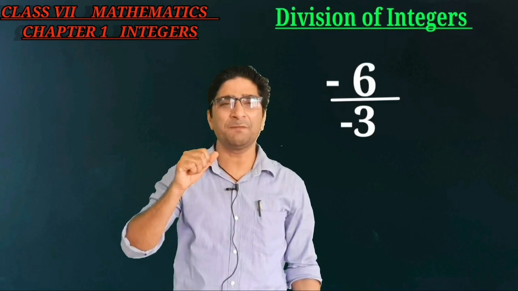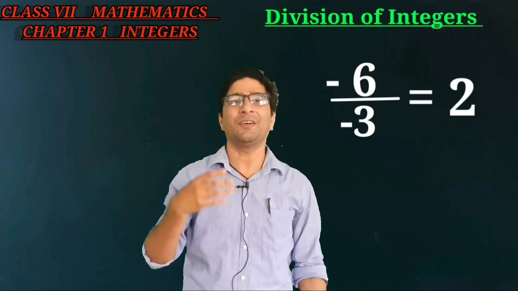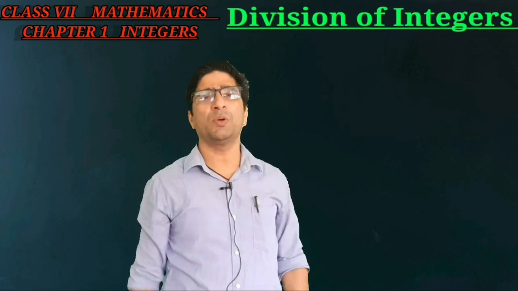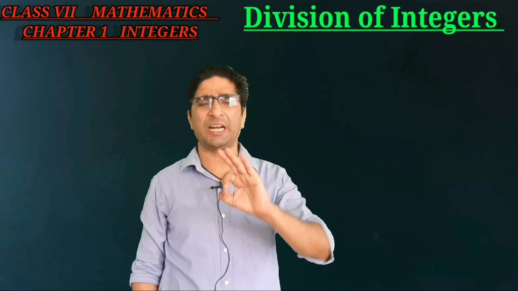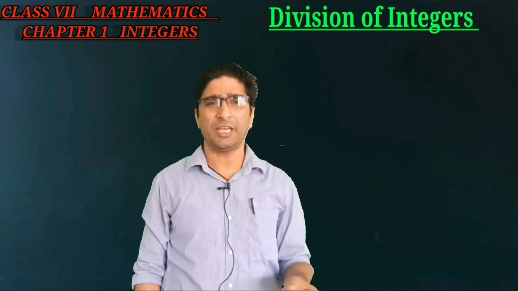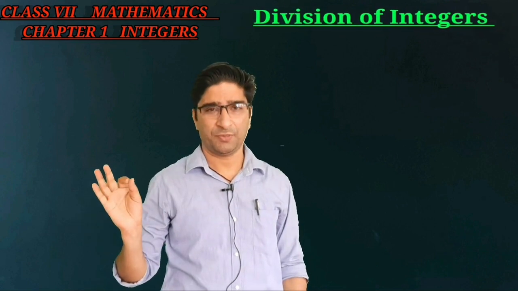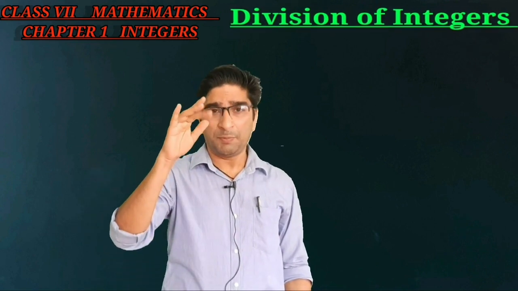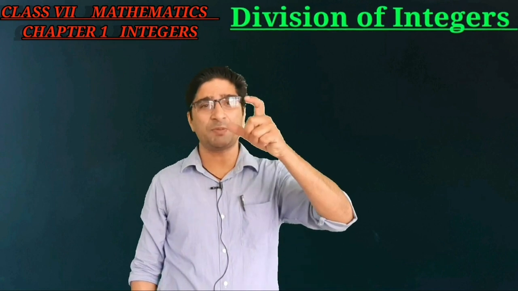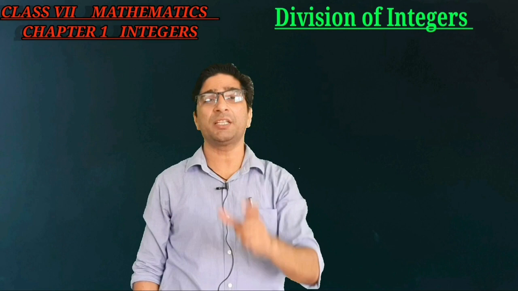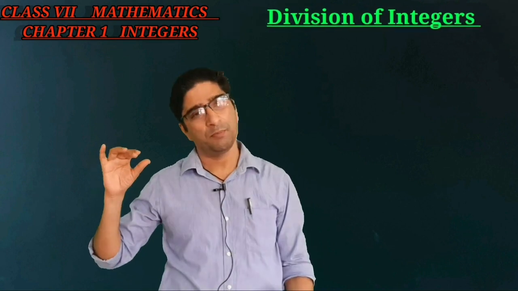Minus 6 by minus 3 is 2. Now in a very short, simple technique you can understand: no matter whether the negative sign is in the numerator or denominator, if there is only one negative sign, in the result there will be a negative sign. If both have the same sign, that means positive sign in numerator and denominator, or negative sign, then in the result the sign will be positive.